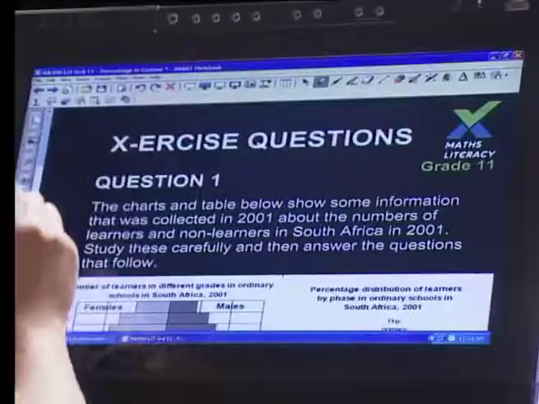The next part of the question says, which province has to cater for the greatest number of learners in secondary school? So which one has the greatest number of children attending a school? And that will give you that answer.